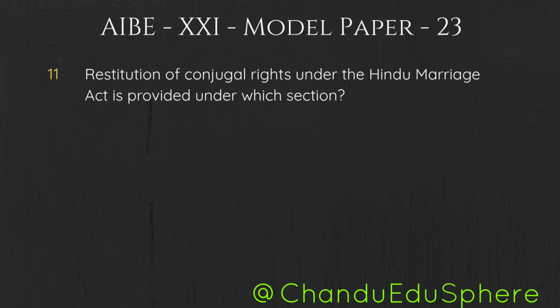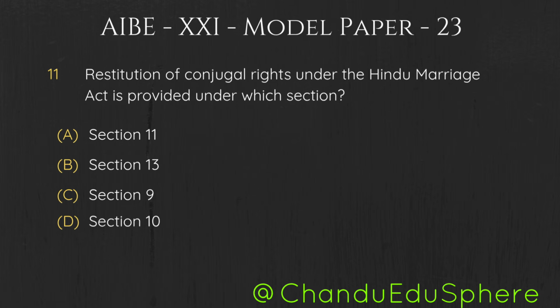Restitution of conjugal rights under the Hindu Marriage Act is provided under which section? Section 9 of the Hindu Marriage Act 1955 enables either spouse to apply to the district court for restitution of conjugal rights when the other has, without reasonable excuse, withdrawn from the society of the petitioner. Section 9. C is the right choice.